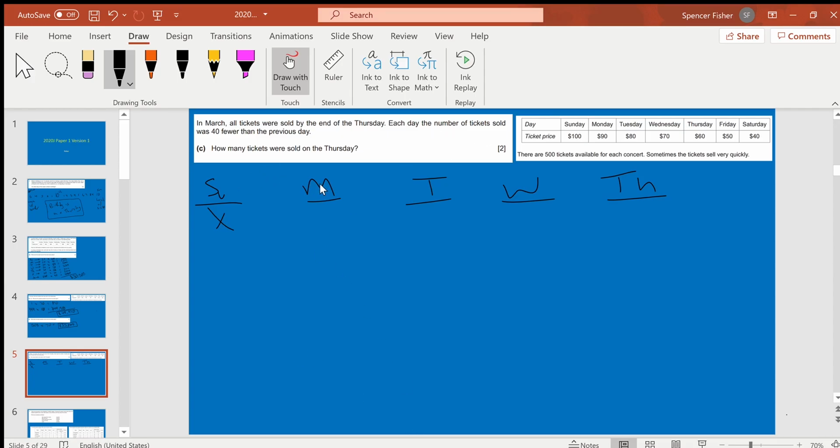We know that each following day, 40 fewer tickets were sold than the previous day. So what that tells us is Monday, the number of tickets sold on Monday were X minus 40. On Tuesday, it was 40 less than that. Minus 40 minus 40. X minus 40 minus 40 minus 40. And then the last day, of course, X minus 40 minus 40 minus 40 minus 40. Now what that simplifies to, X minus 40, X minus 80, X minus 120, X minus 160.